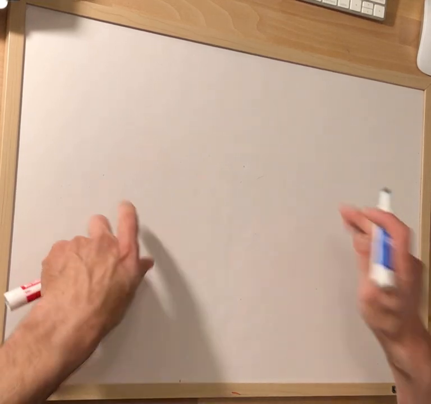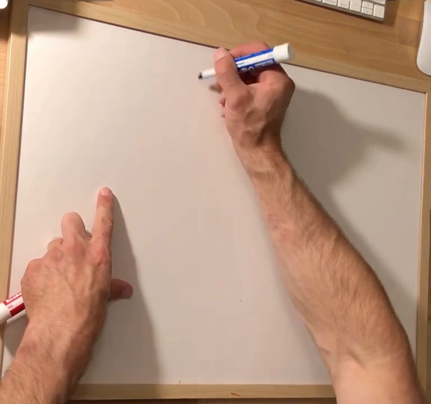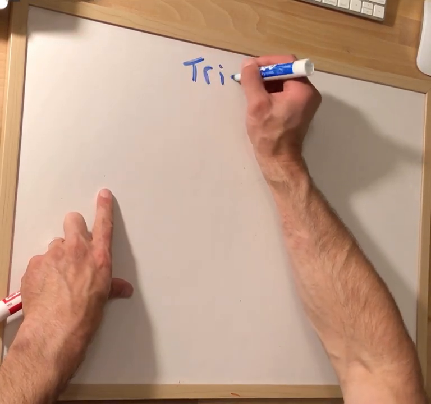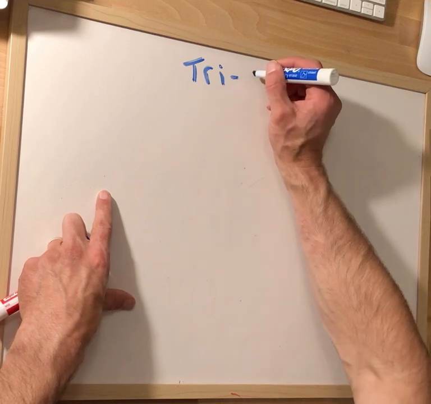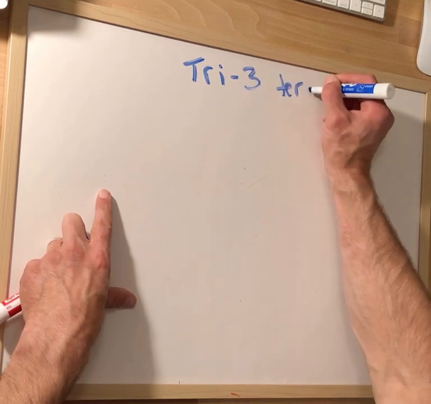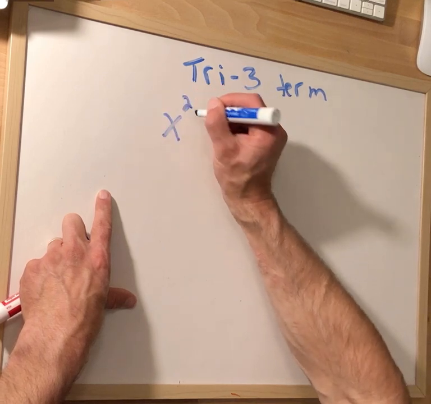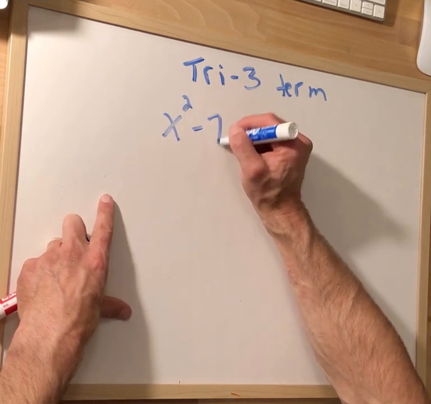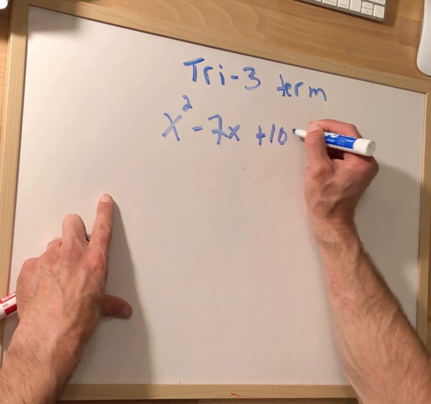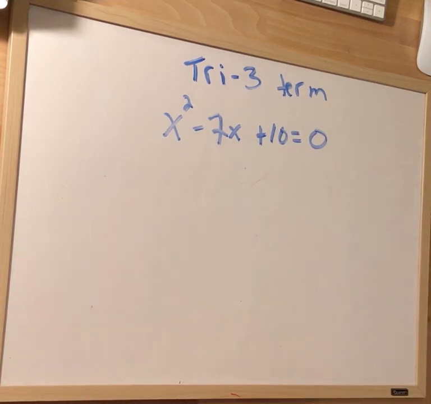Okay, so last lesson we talked about factoring a quadratic. Now, I showed you two different types of quadratics, and one was when you have a trinomial, which means a three-term polynomial. For example, let's say x squared minus 7x plus 10 equals 0. And I gave you the steps to solve for this.